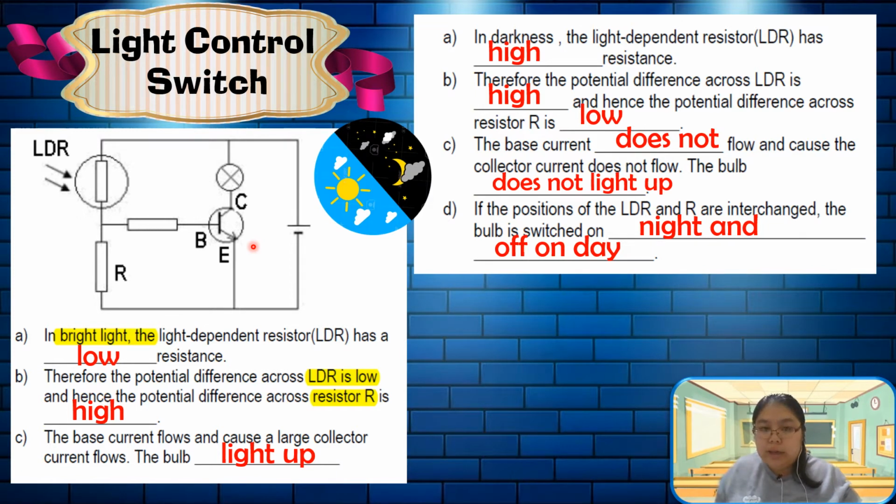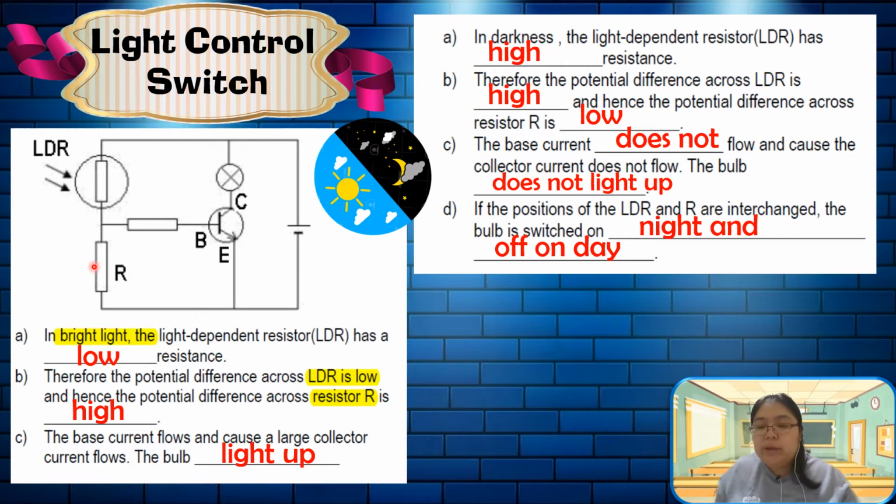During the day. If the question asks, if I don't want the bulb to light up during the day, I want to turn off the bulb, what do you need to do? Your answer must put the LDR to the bottom. When you put the LDR to the bottom, the situation will be reversed. That means during the day it will be off, during the night it will be on.